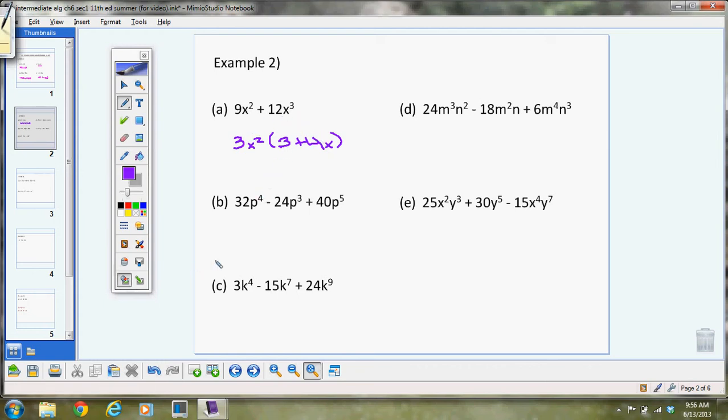Let's go down and let's look at part B. On part B, we have 32, 24, and 40. Now the greatest common factor for all of those numbers is going to be an 8. So we're going to take out an 8. Now let's look at the letters. We have p to the 4th, p to the 3rd, p to the 5th. Remember, we have to take out the smallest one, so that is going to be a p to the 3rd. Now we put our parenthesis.